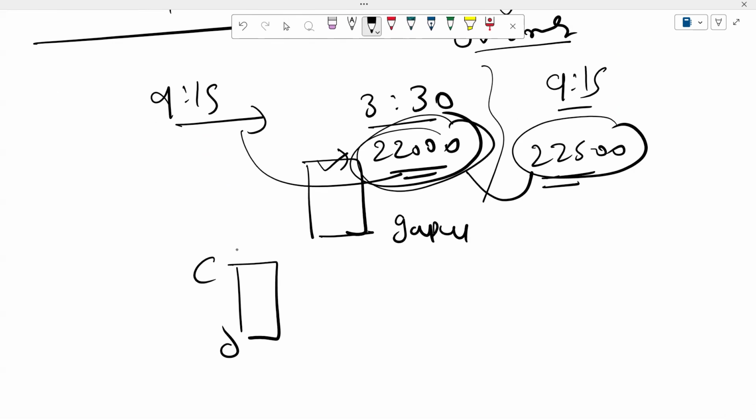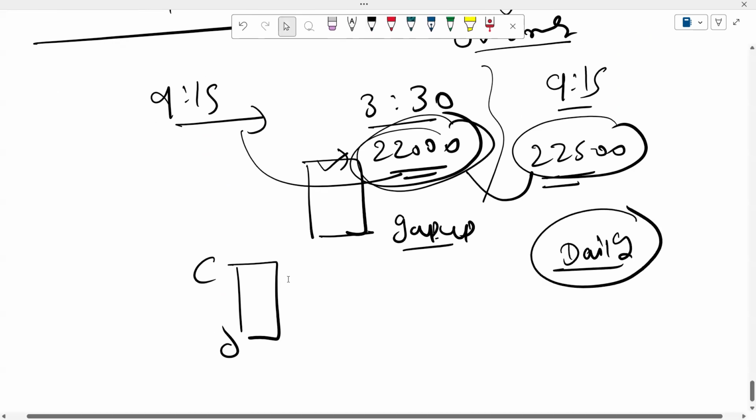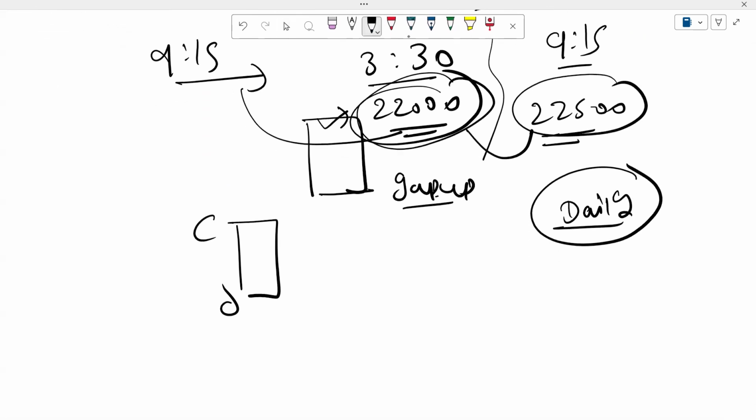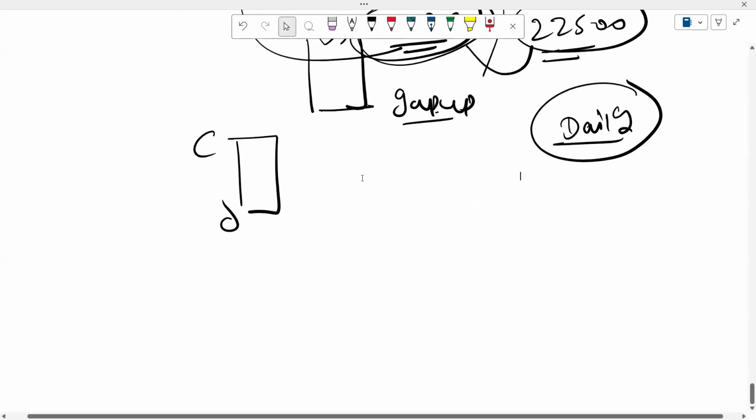So gaps are generally formed in the daily candles. Gap up and gap down will form on the daily candles only. So you will not find a gap up or gap down on the 5 minute candle. Will you find a gap up or gap down in 5 or 15-minute candles?